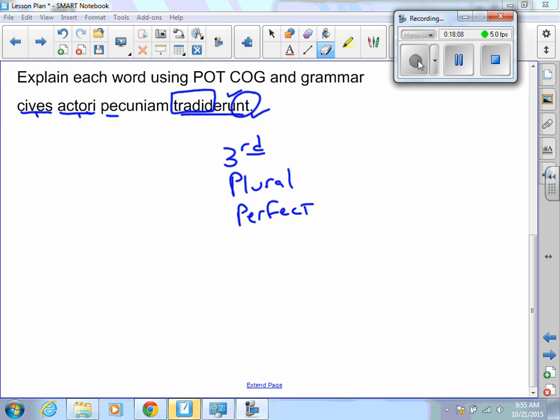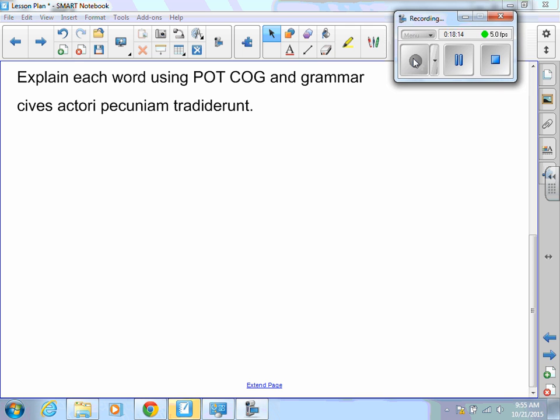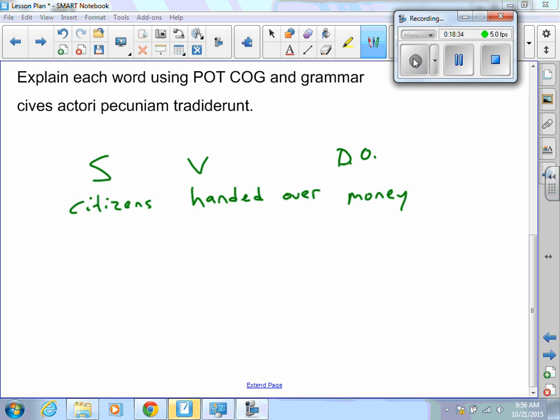So the translation: I said that my subject was citizens. I said that my verb was tradiderant, so handed over. I said that pecuniam was my direct object, so money. And I said that actori is my indirect object, so I have to the actor. And I go through and put my little words in if I need them. I would say the citizens handed over money to the actors. I would be good. So make sure you can translate those as well.